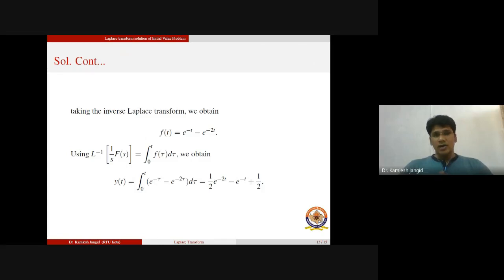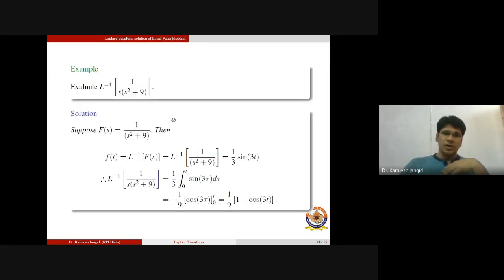So this is very important again. If your differential equation consists of integrals, then we use the Laplace transform of integral formula. So let us see one more example based on an application of the Laplace transform of an integral. Find the inverse Laplace transform of 1 upon s times (s squared plus 9).